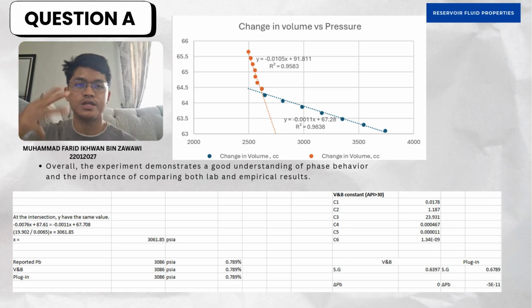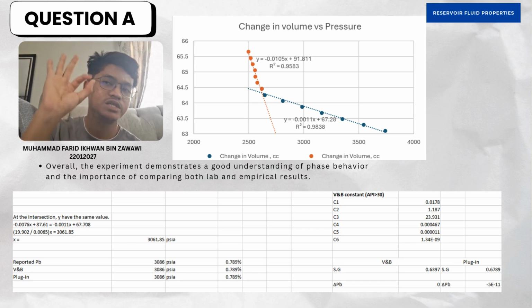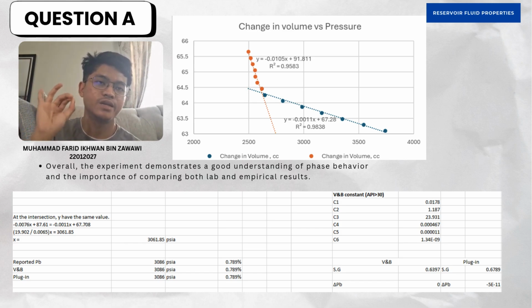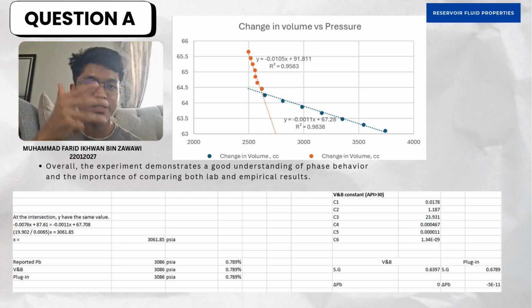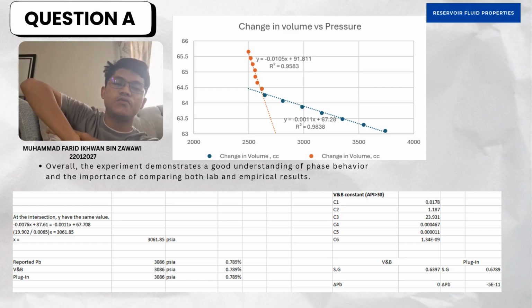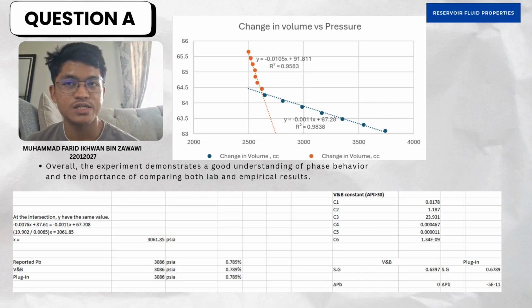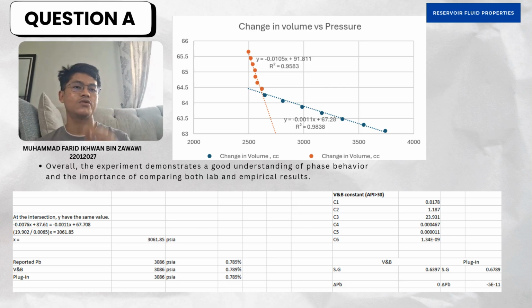Okay, and then we got the three same values for the reported PB from the CCE, viscous embeds, and the plug-in, and we compare these three values with the value that we got earlier at the intercept of our graph. Then we got the percentage difference of around 0.789%, which is very acceptable for this analysis.